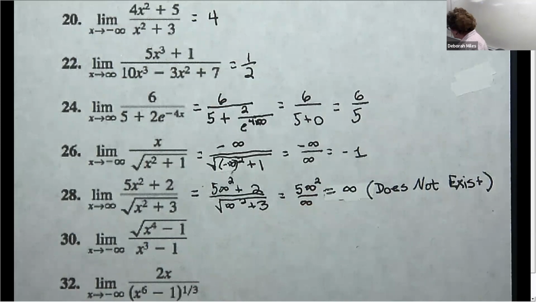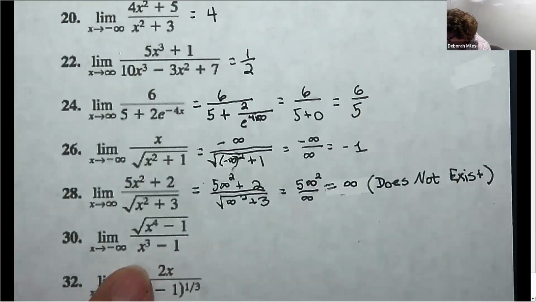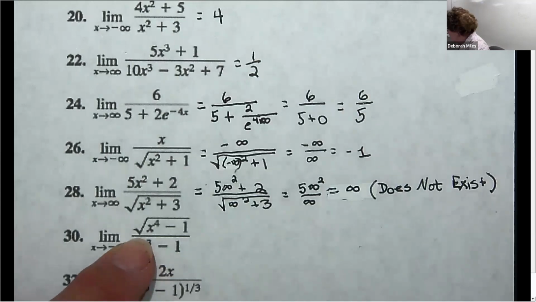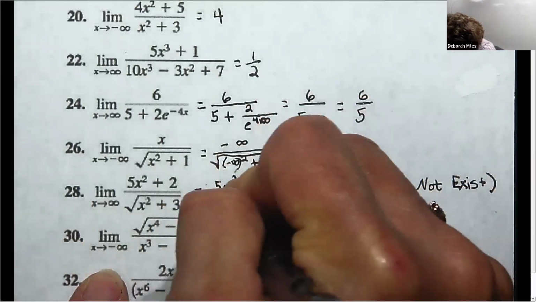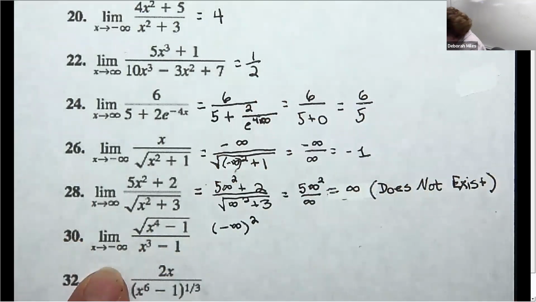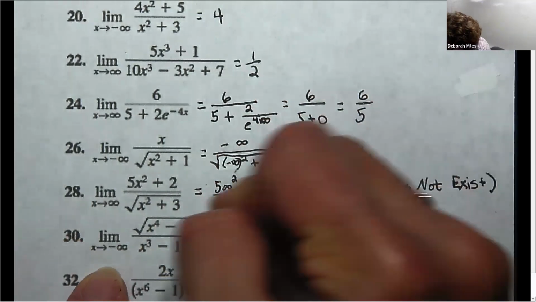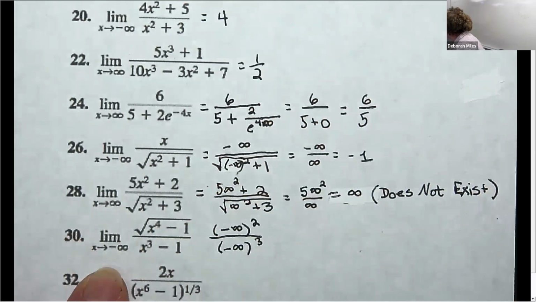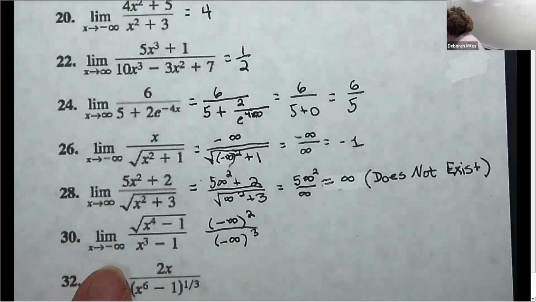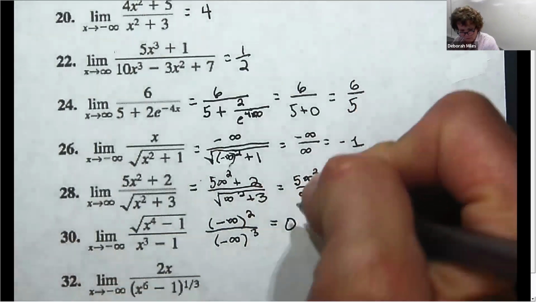All right, number 30. What would you say the degree of the numerator is? Yeah, that's basically negative infinity squared in the numerator and negative infinity cubed in the denominator. So what's that limit? The denominator's getting big faster than the numerator, so the whole thing's going to 0.